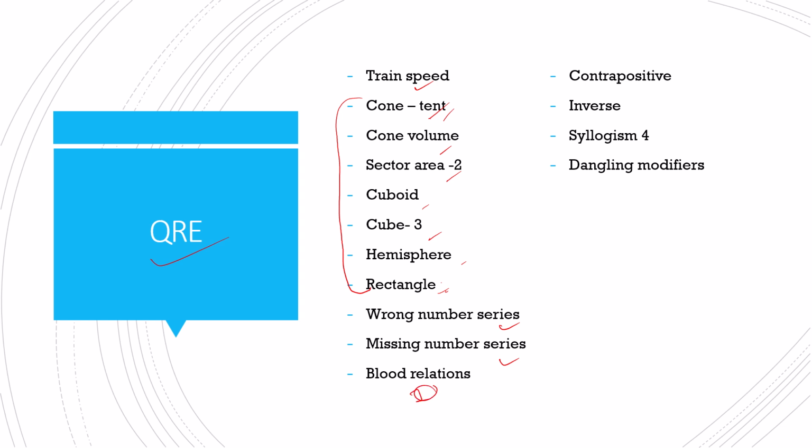Then one question came from blood relation. This was also easy. From English, some difficult questions had come, like contrapositive, dangling modifiers, and inverse. So if you are not very clear about what these statements are, how these statements work, or what these statements mean, then it might have been difficult for you to choose the right option. And for syllogism, a very easy question had come. So in the English section only, I would rate English as moderate. The rest, the quants and reasoning sections, were very easy.